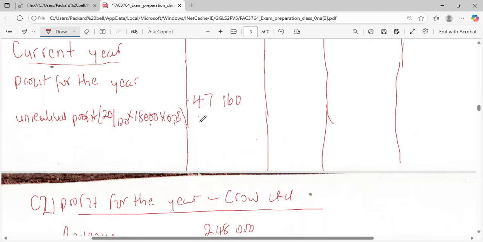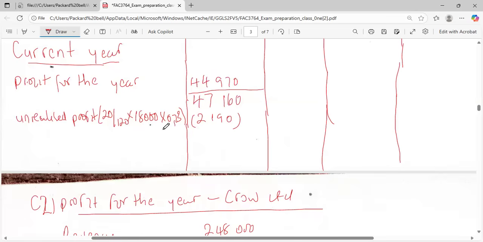So it's going to be 2,190 here. So we minus it from 47,160. I don't know if you are together there. So 47,160 minus 2,190. How much are we going to have there? 1, 2, 3. 44,970.